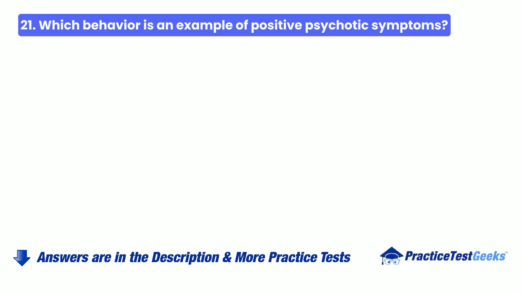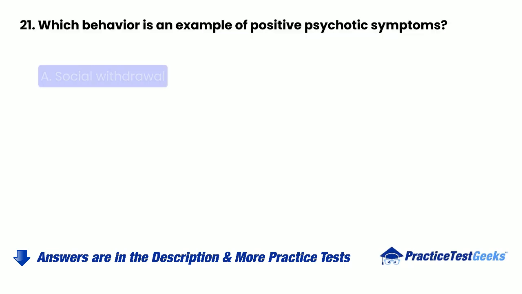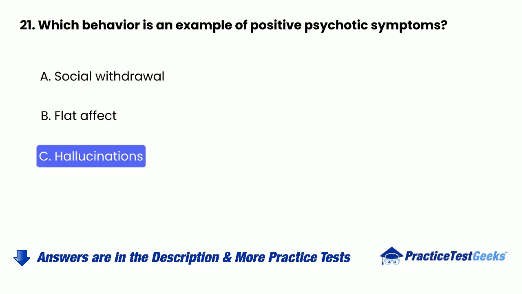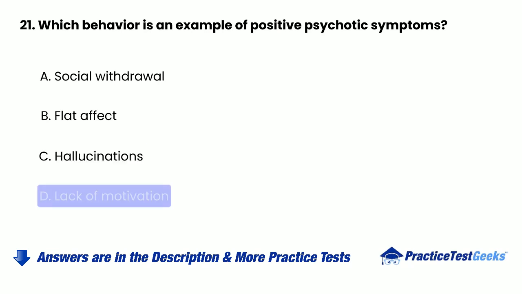Which behavior is an example of positive psychotic symptoms? A. Social withdrawal. B. Flat affect. C. Hallucinations. D. Lack of motivation.